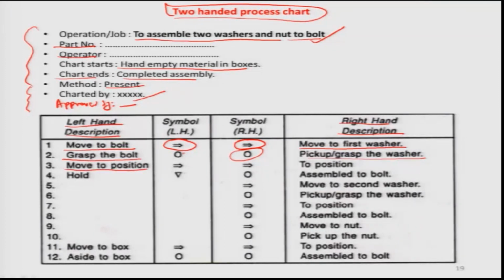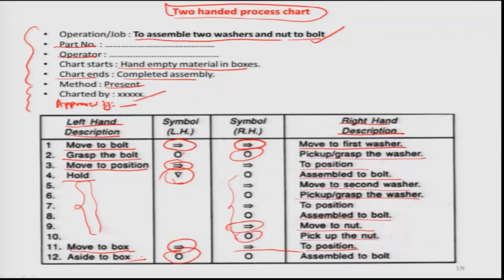Then the left hand moves to position, because you have to make an alignment so that the assembly can be done. So again it is a transportation. You do the same thing with the right hand. Then you are holding the bolt, that is for storage, permanent storage, and here assemble to bolt. After that the left hand stays stationary and holds until the rest of the operation is done by your right hand. Move to the second washer, pick up the washer, then to position, then assemble to bolt. After that move to the nut, transportation, pick up the nut, operation, and then move to the box, to position, aside to box, then assemble to bolt.